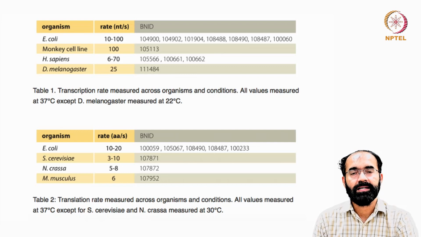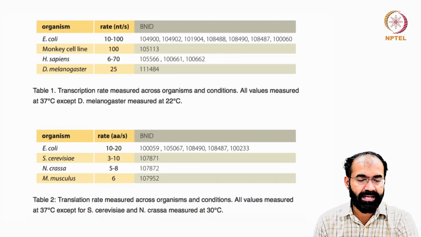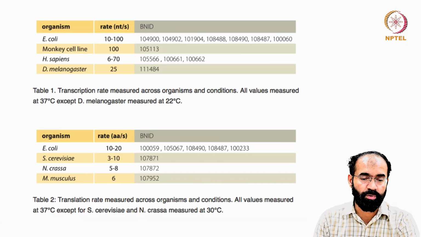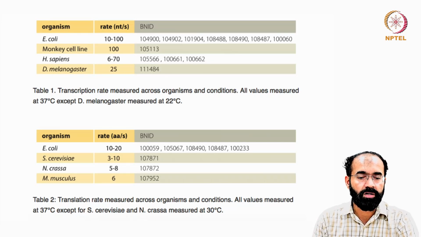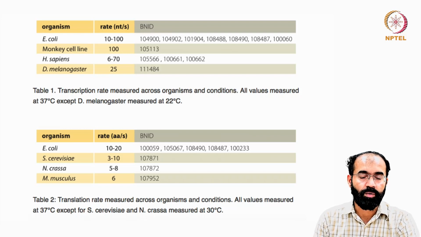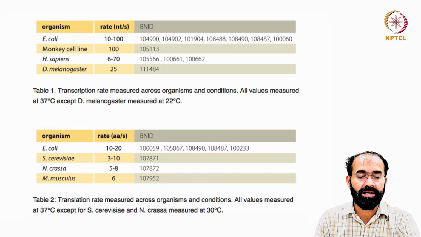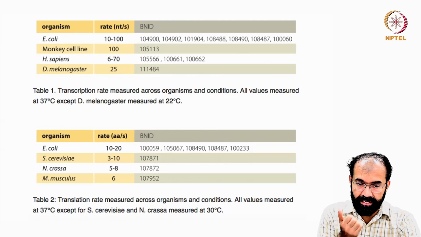Now let us see a little bit more in detail about the organisms and their rate of DNA and RNA replication, protein synthesis, etc. In E. coli, the rate of nucleotide synthesis per second is 10 to 100. Okay, so that is the rate of nucleotide synthesis. In some cell lines, like a monkey cell line, it is around 100 nucleotides per second. In humans, on average, it is 6 to 70 nucleotides per second. In Drosophila, it averages around 25 nucleotides per second. That is the rate of synthesis.